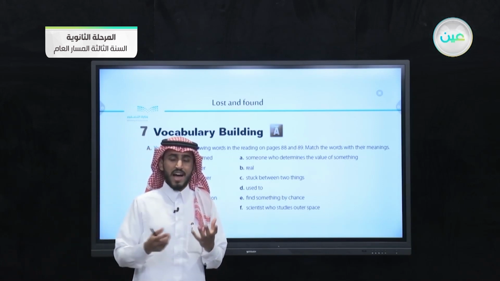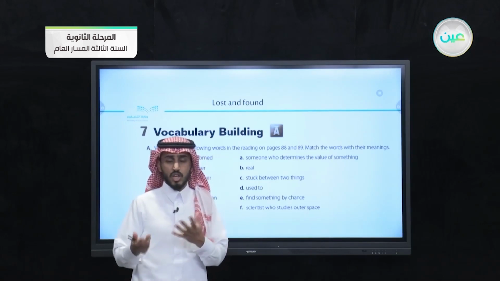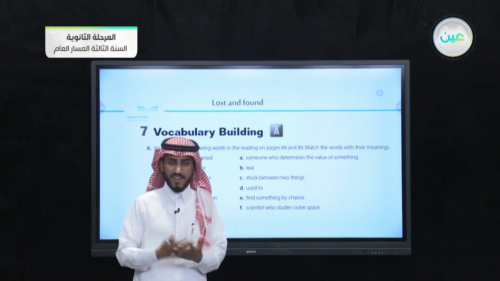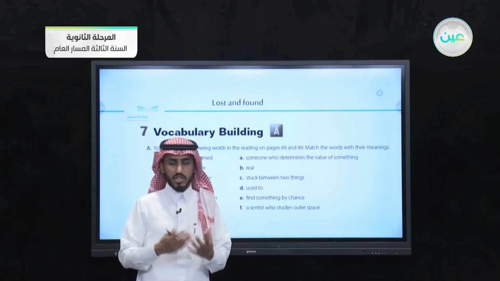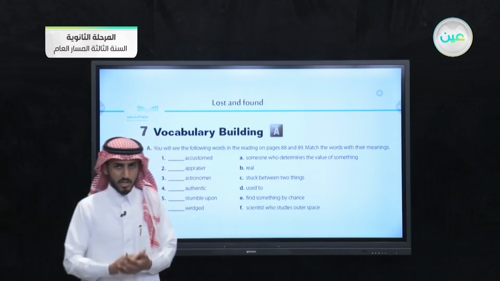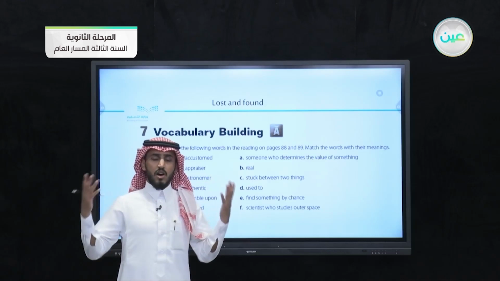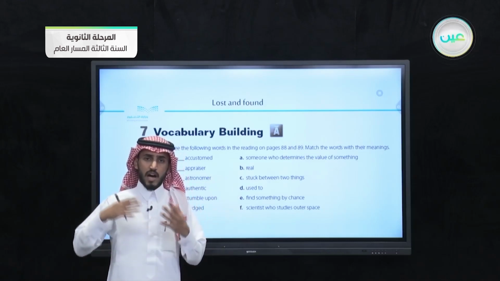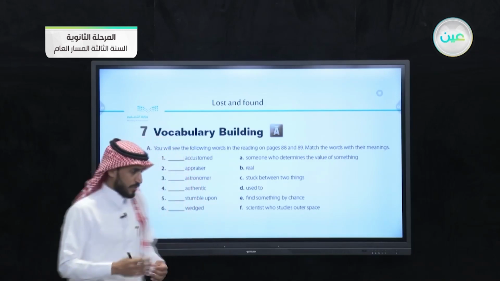For example, if you have a golden medal that you want to know its value, you take it to the appraiser and he or she tells you how much this piece is worth. Number 3, astronomer. Astronomer is a person who is interested in the knowledge of outer space, like the stars, other planets, and so on.